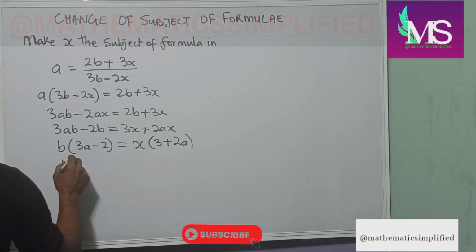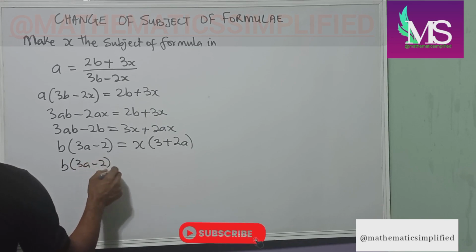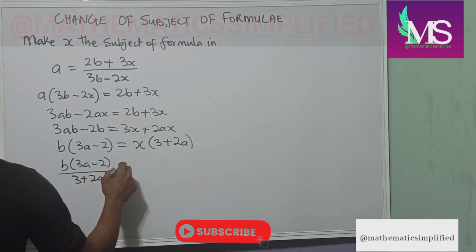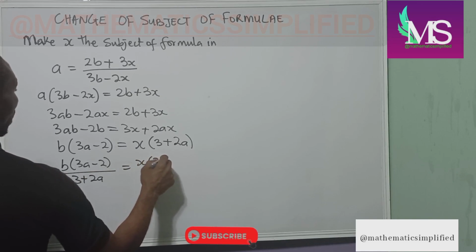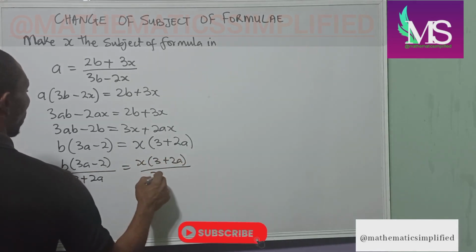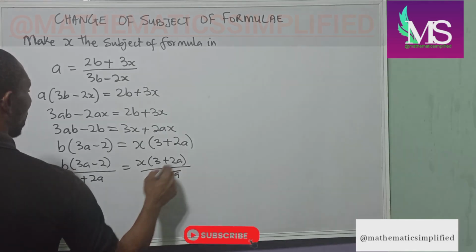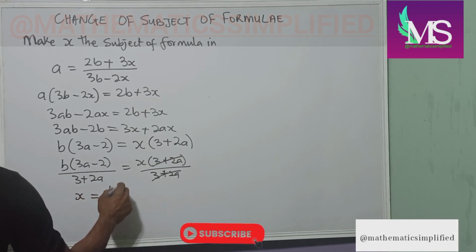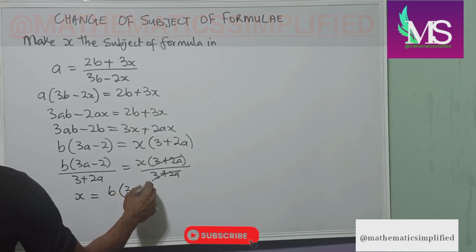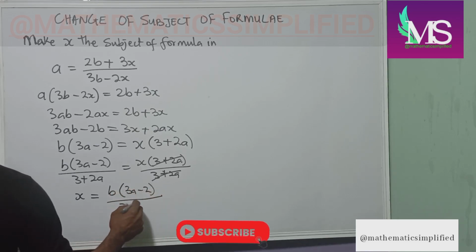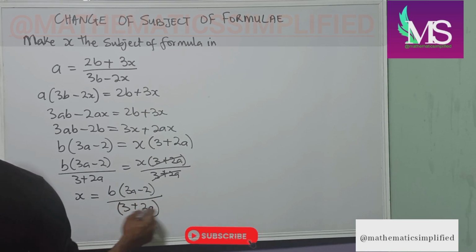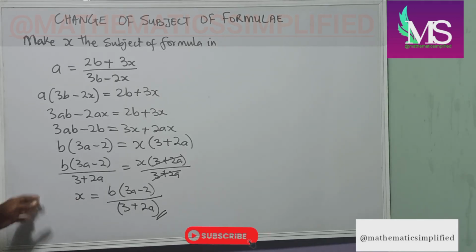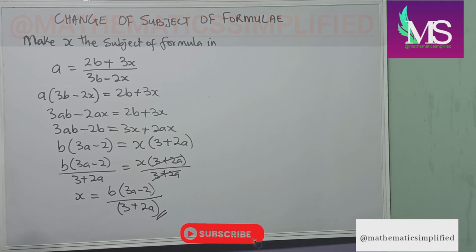So this becomes b bracket 3a minus 2 all over 3 plus 2a equals x bracket 3 plus 2a all over 3 plus 2a. So this cancels out this, leaving us with x equals b bracket 3a minus 2 all over 3 plus 2a as our answer. Now we factorized x. We've made x the subject of the formula.